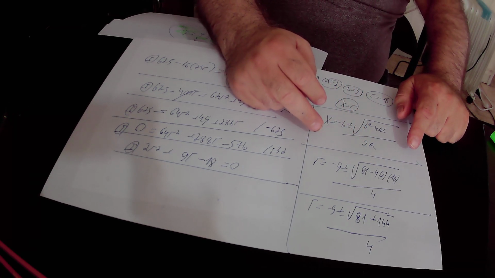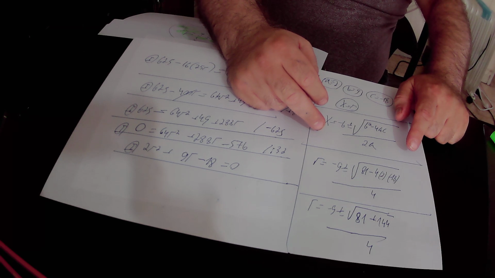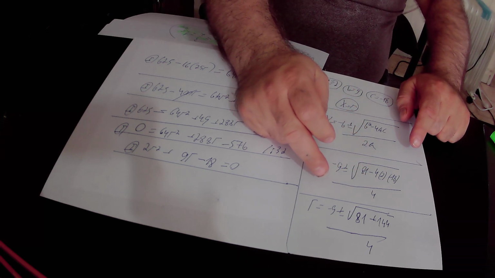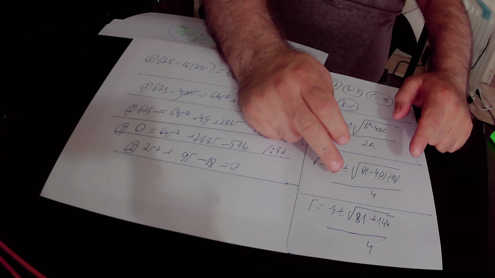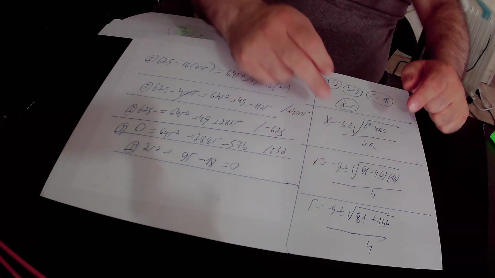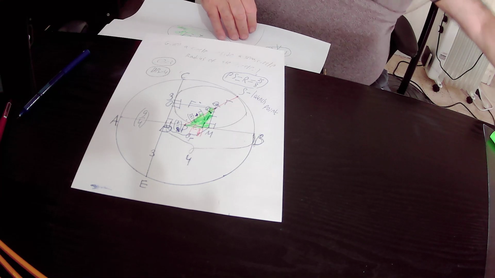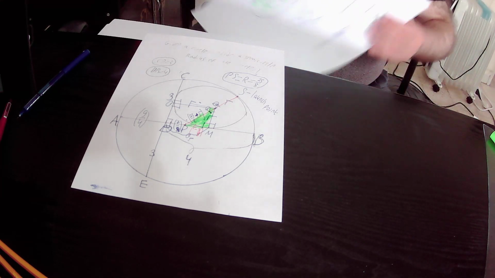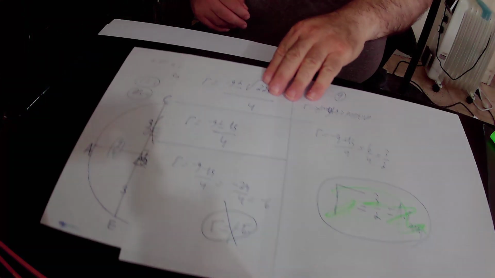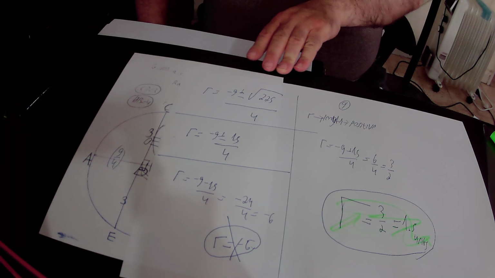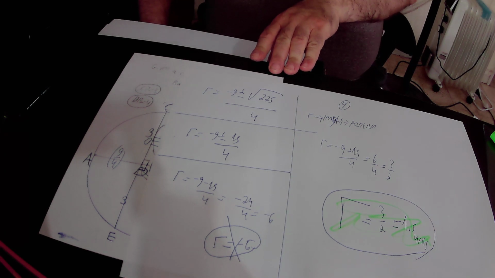So in conclusion, we found out that inside the root we have 81 plus 144. So r equals minus 9 plus minus the square root of 81 plus 144, over 4. 144 plus 81 equals 225. So inside the root we are left only with 225. So r equals minus 9 plus minus the square root of 225 over 4. The square root of 225 is 15.